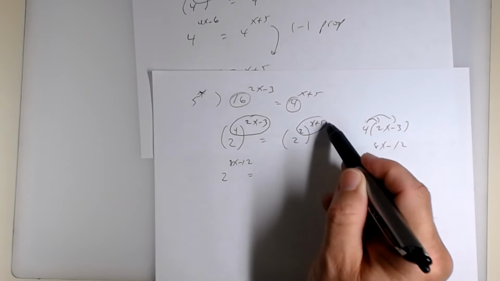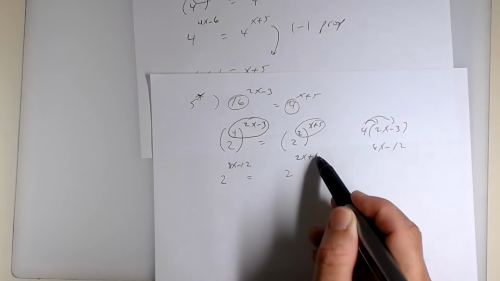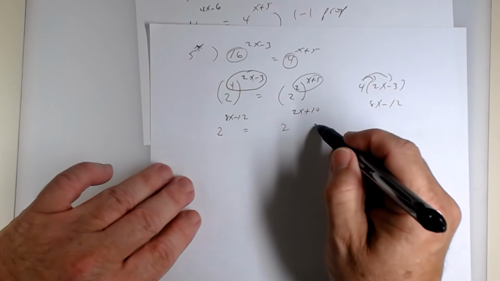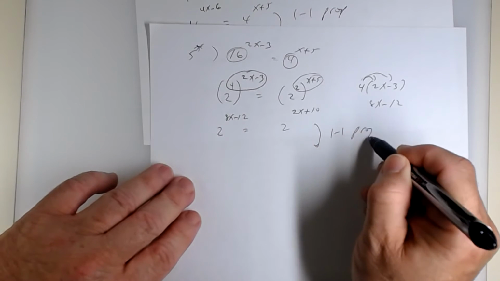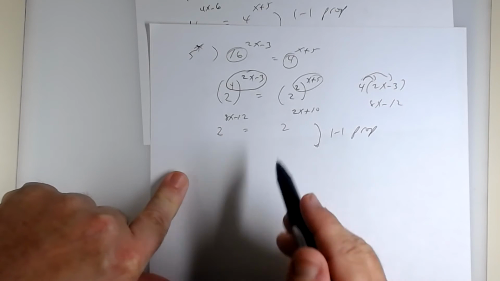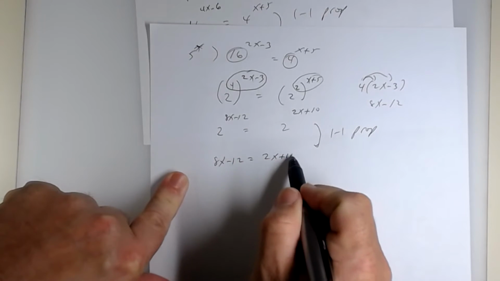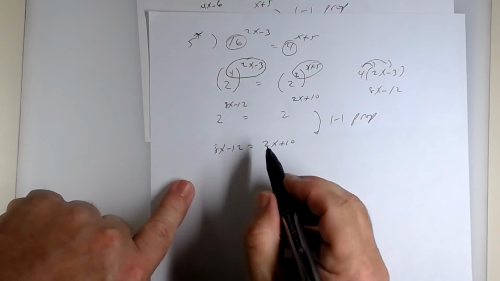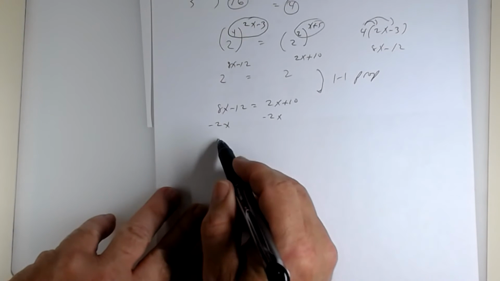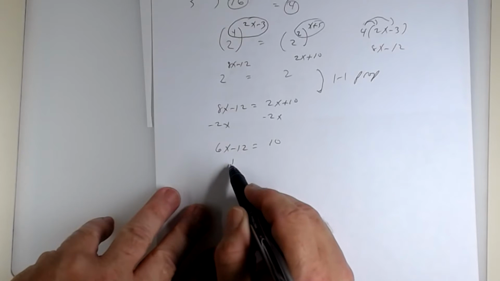Equal, and then this will be 2 to what power? 2x plus 10. All right. And now I'm going to use the one-to-one property for exponents. When the base is the same, then what else must be true? 8x minus 12 must equal 2x plus 10. What's the next step? Subtract 2x. So this is 6x minus 12 equals 10. Add 12.